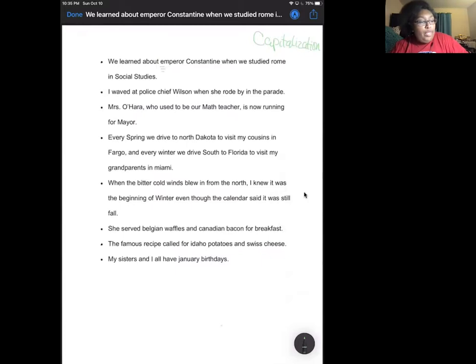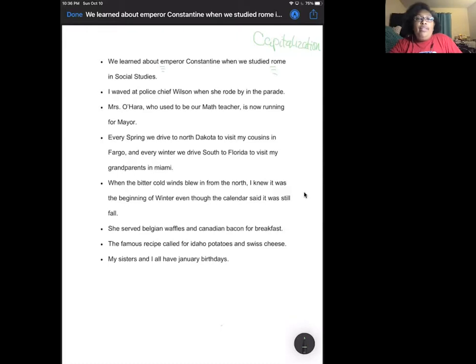Absolutely. Rome needs to be capitalized because it's an actual place. That's the name of an actual city, Rome. So we have two things capitalized in this first sentence, emperor and Rome. Everything else is fine. Let's move on to sentence 2.